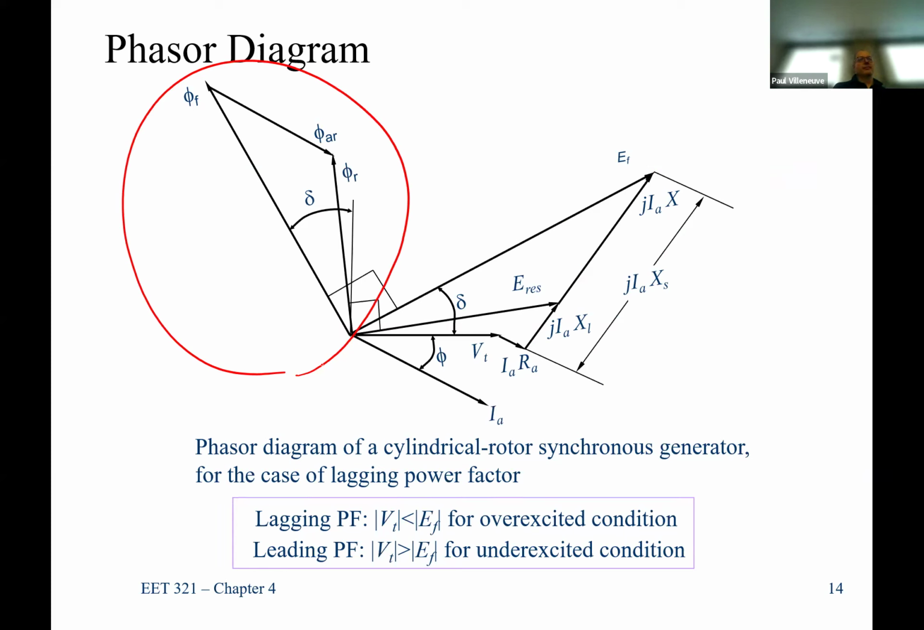Yes, it's lagging. Why is it lagging? VT is left of EF? What's our concept of leading or lagging? Who leads or lags whom? The current leads or lags the voltage.